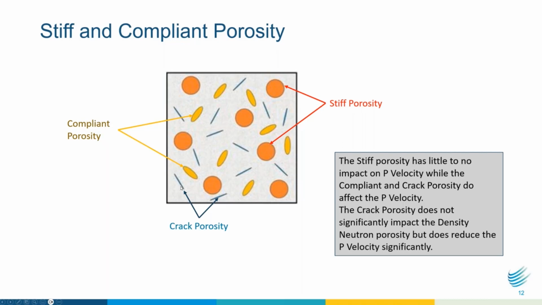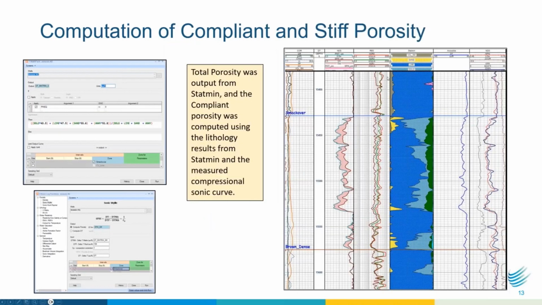Now, the crack pores are interesting in that they do not affect the porosity significantly, but they have a major impact on the P velocity, very disproportionate to the amount of porosity they contribute to the rock. So those are the three types of porosity we're going to be modeling. So let's go ahead and start this process.